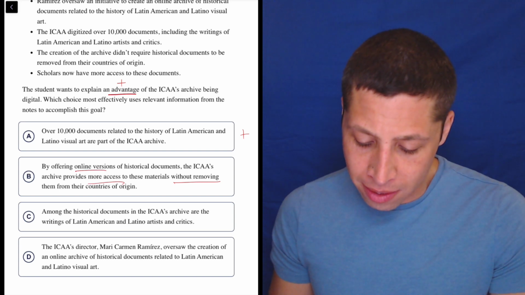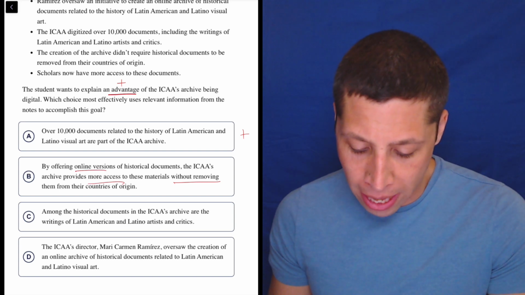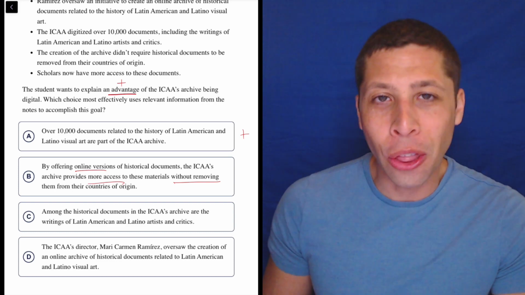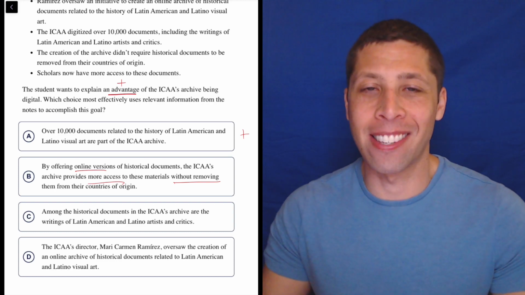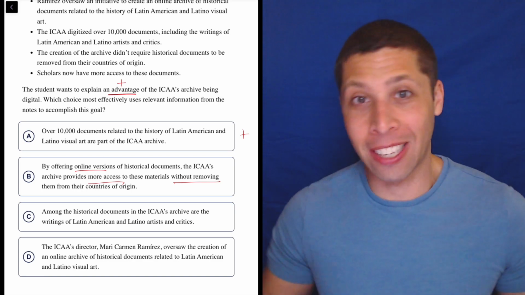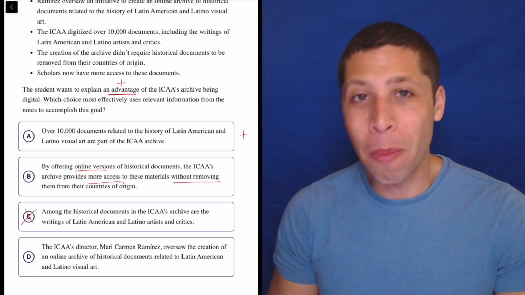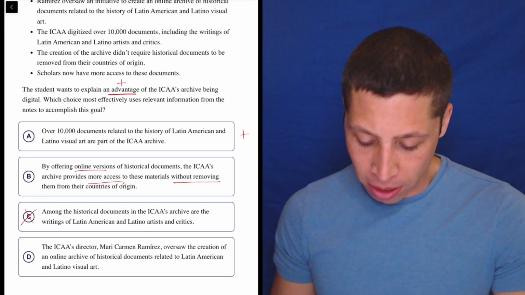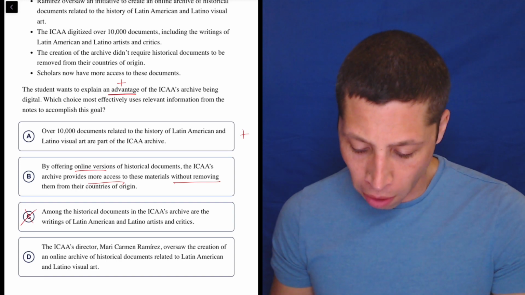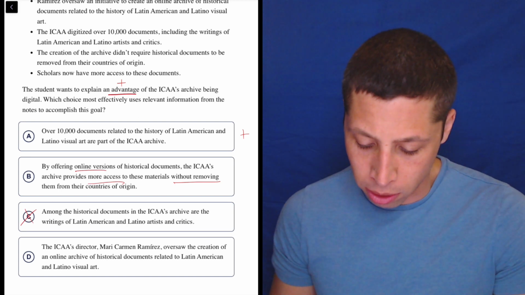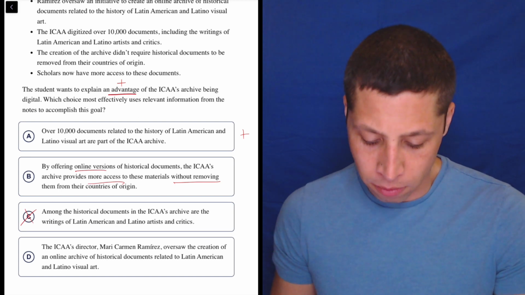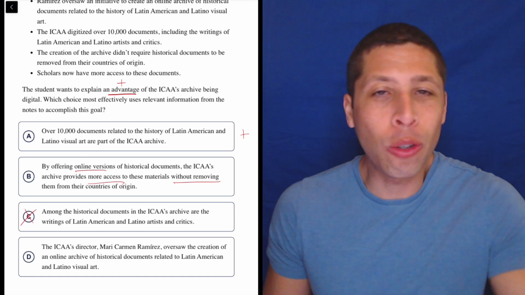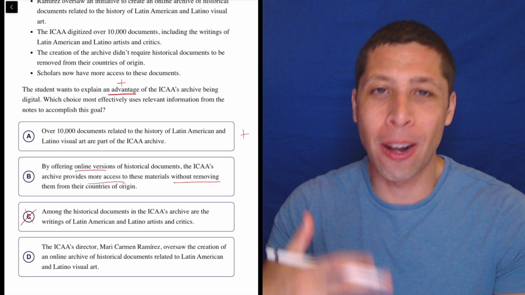Among the historical documents in the ICAA's archive are the writings of Latin American and Latino artists and critics. Well, I guess, yes, that's probably a good thing, but notice it again doesn't say that that's an advantage. It just leaves it to us to kind of assume that. So we already know by now that that's probably not going to cut it. So let's just get rid of that choice. D, the ICAA's director, Marie Carmen Ramirez, oversaw the creation of an online archive of historical documents related to Latin American and Latino visual art. Again, who cares? Why is it good, right? I need you to tell me why it's good. We're not allowed to interpret these.